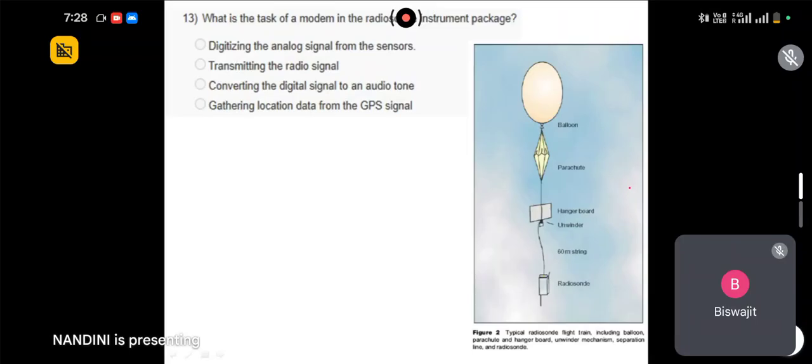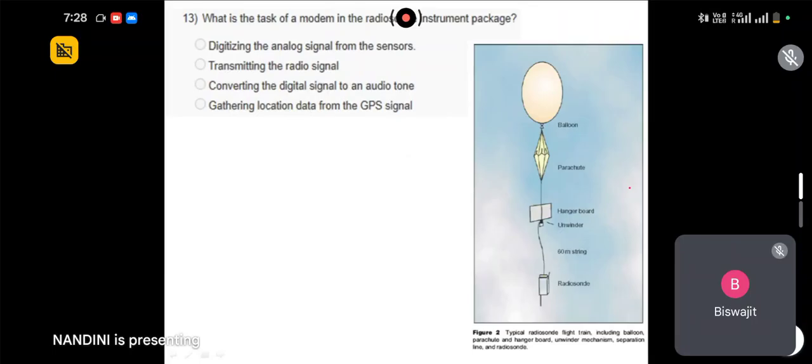And once it explodes, it should not fall directly to the ground. No, because it is very dangerous. So there is a small parachute attached to the radio sonde so that once the balloon explodes, it slowly lands on the ground. So generally these instruments are not recovered after the launch of a radio sonde. It is like single use.